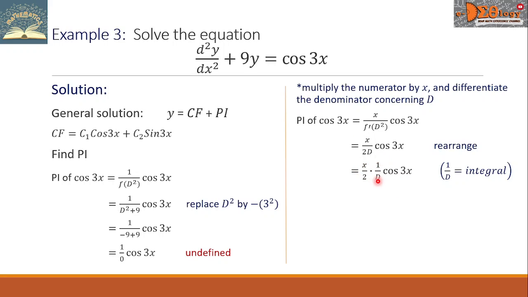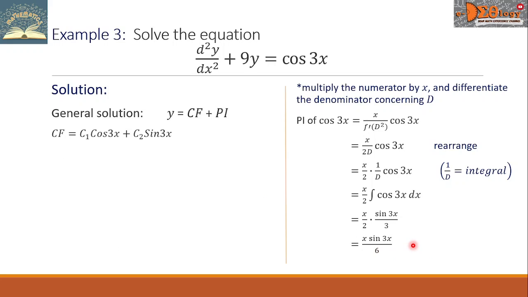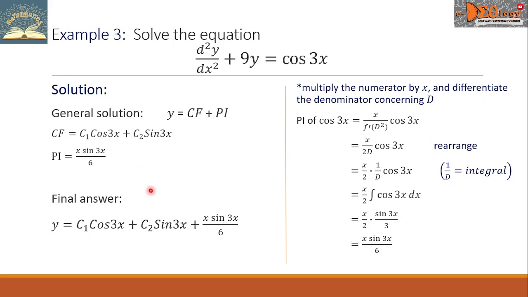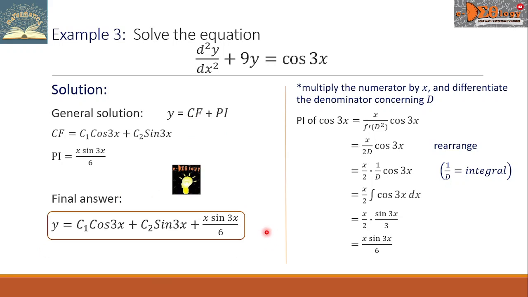Remember that this 1 over D is equal to integral. This is the reverse operator. It means we're going to have x over 2 times the integral of cosine 3x dx. We can simplify this integration into sine 3x all over 3. We can multiply 2 by 3, and we have this 6. This is the value of the PI. We can write that value somewhere here, and for the final answer, we simply combine the CF plus the PI. So this is the final answer.